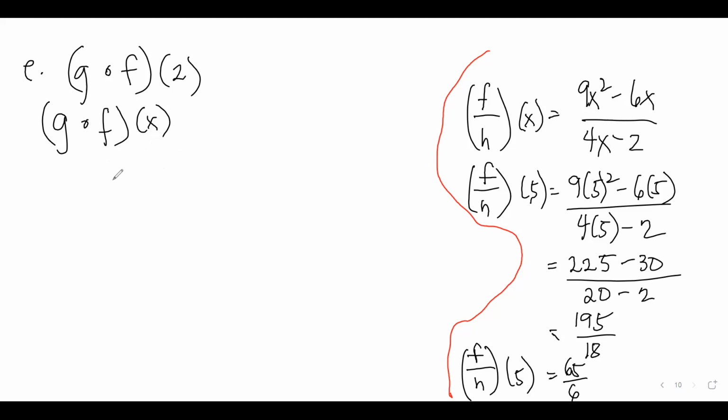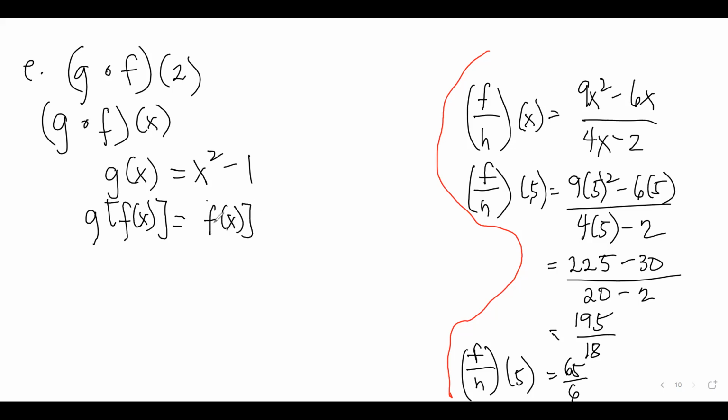Sige. So, isulat natin kung sino yung papasukan. G of X. Which is, ano yung G of X natin? Ayan, X squared minus 1. Ipasok natin si F of X kay G of X. So, G of F of X, that would be F of X squared minus 1. Ano ang F of X?